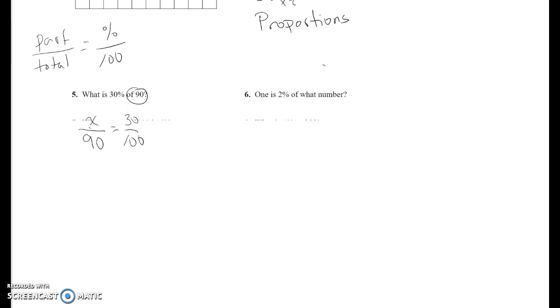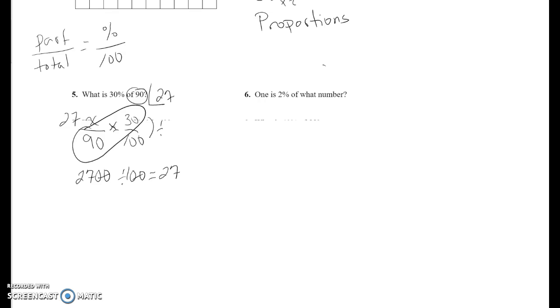So we can use this simple strategy to solve proportions. We cross multiply 90 times 30. 3 times 9 is 27, and I add those two zeros. And then we take this third number and we divide by it. So I'll divide by 100. 27 divided by 100. Those zeros cross out. I'm left with 27. So my x is 27. So what is 30% of 90? 27.